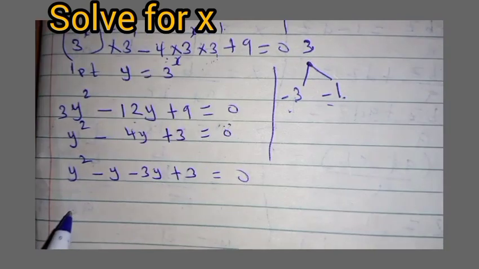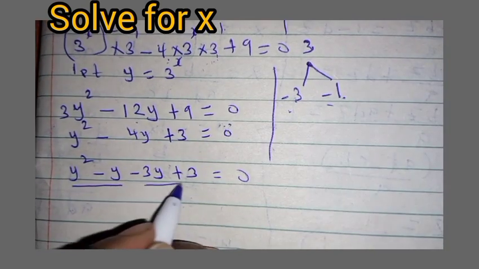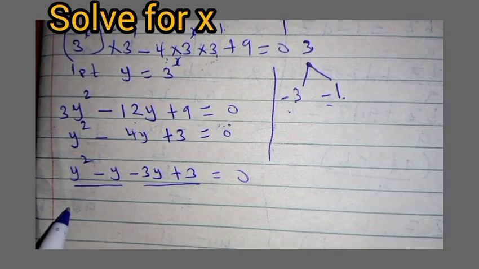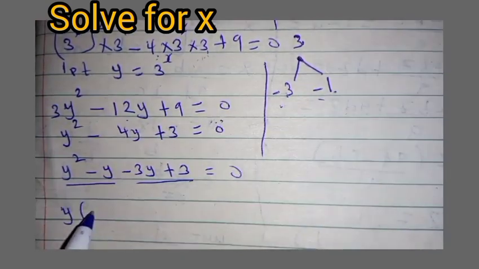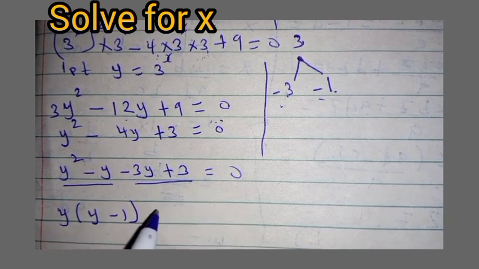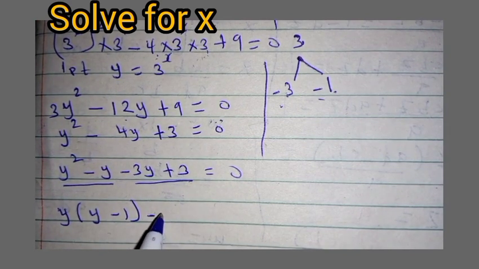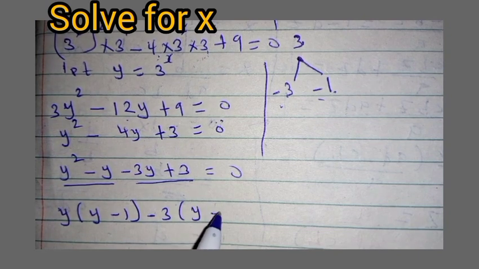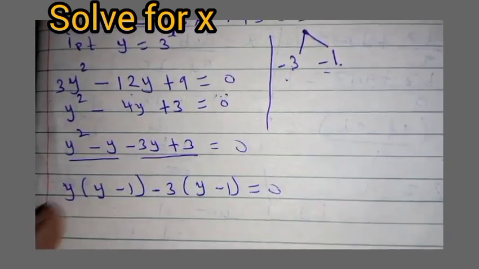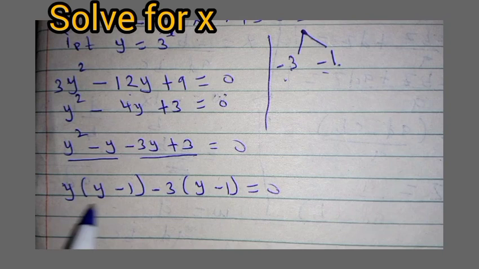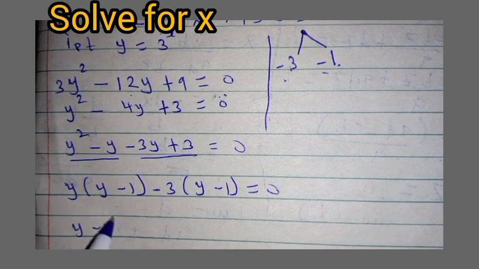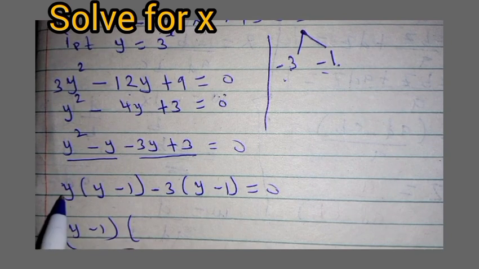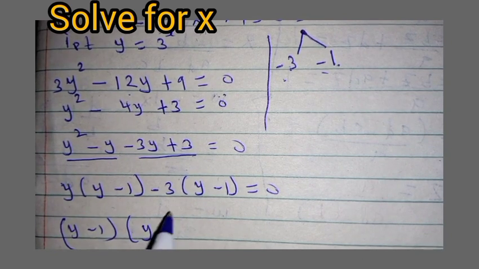Then we can factor y. We do factorization by pairing. On how to do factorization by pairing, you can check my YouTube channel. Here we will have y into bracket y minus 1, minus 3 into bracket y minus 1, which is equal to 0. In this part, you can see y minus 1 is common, so we can factor y minus 1. The first will be left with y, the second minus 3. This is equal to 0.